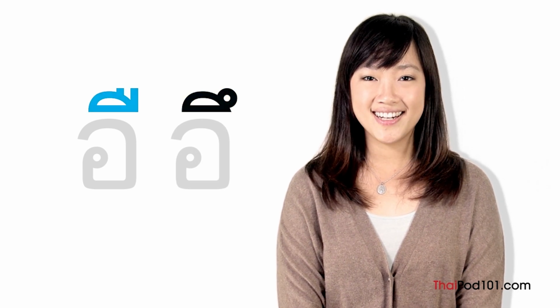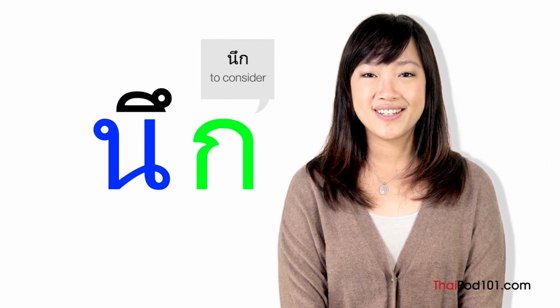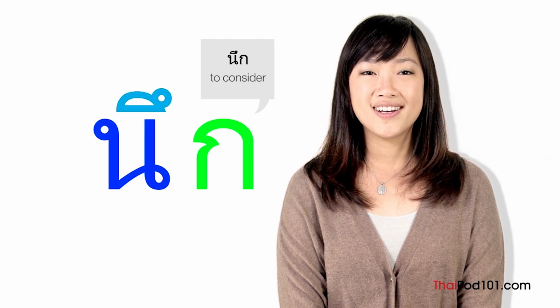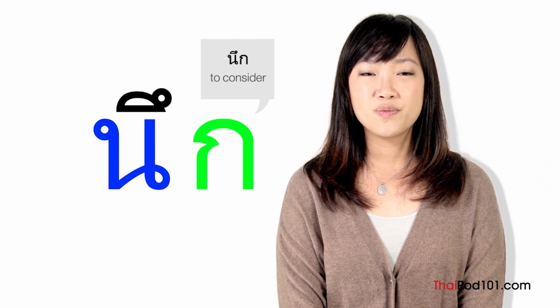Now that you know how to write สระอึ and สระอือ we can use them to write many new words. Here's the word นึก which means to consider. We have นอหนู then สระอึ above the consonant, and finally กอไก่. Can you guess the tone of this word?